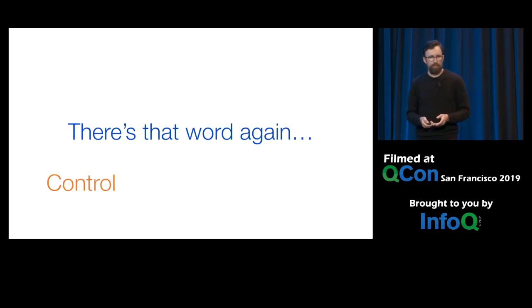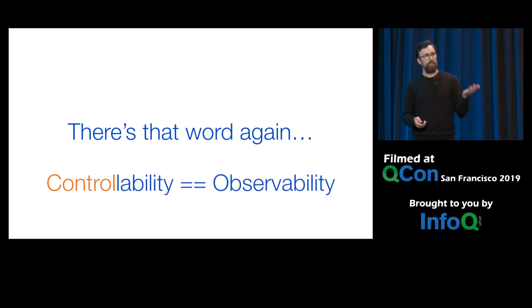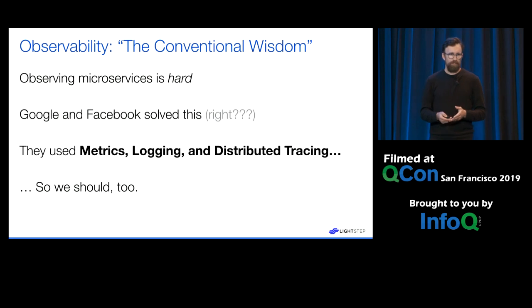So there's that word again. Control, controllability, observability. These things are all very tightly coupled. The conventional wisdom about observability is that it's difficult, that Google and Facebook solved this. P.S. they did not. And that they use metrics, logging, and tracing, so we should too. I mean, obviously, I'm putting this up as a straw man. This doesn't make any sense. It's an illogical argument, on a literal level, and it's also wrong, which I'll try and explain.